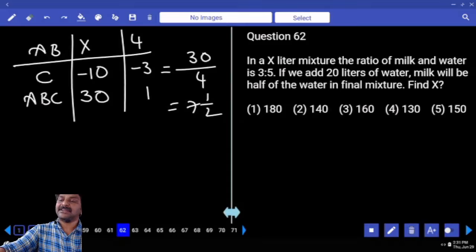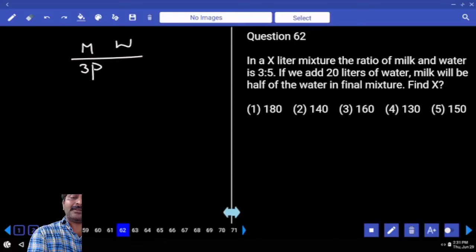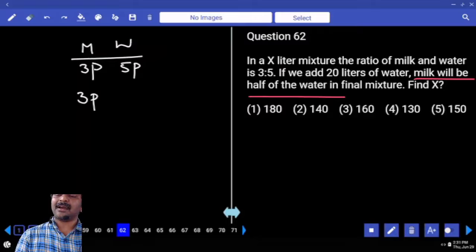In an X liters mixture, the ratio of milk and water is 3:5. If we add 20 liters of water, milk will be half of that of water in the final mixture. Find X. The initial value of X is what we want to calculate. How much quantity of milk do we have? 3 parts. Water, 5 parts. What is the quantity we are adding? Water. That means milk is constant only. Even in the final container, milk must be 3 parts only. And the condition says milk will be half of water, then water will be twice of milk.